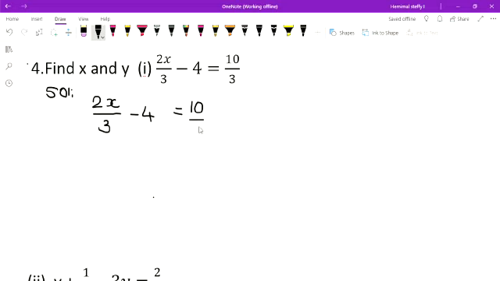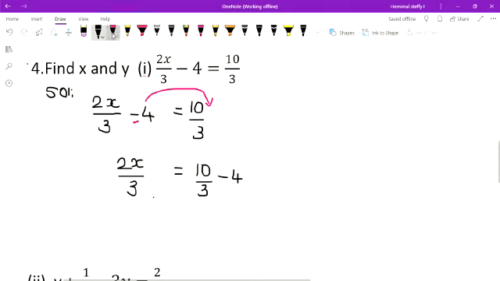Okay. What is the next step here? I'll do segregation: constants in one place and variables in one place. So I'll keep the variable here, 2x by 3. I will bring down only the constant, that means 4, to the opposite side. Minus 4 changes to plus 4. Yes, correct. So 10 by 3 plus 4.